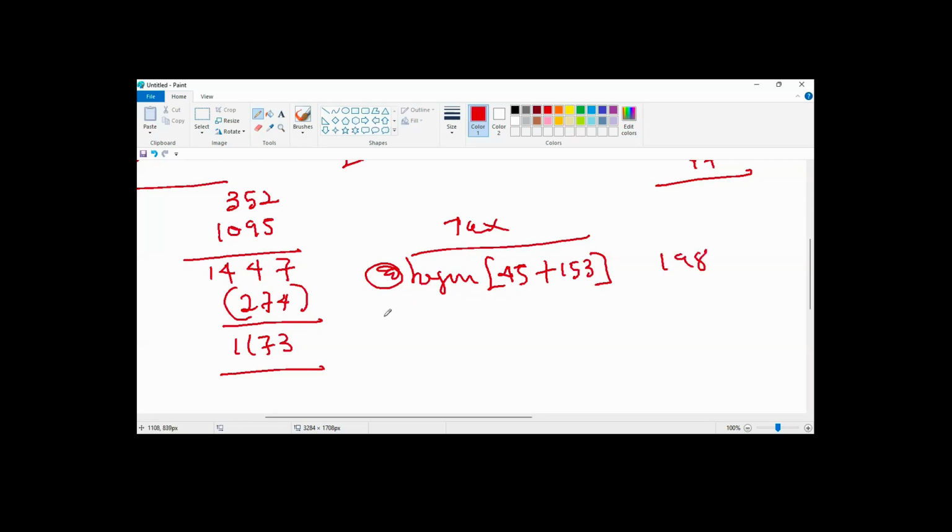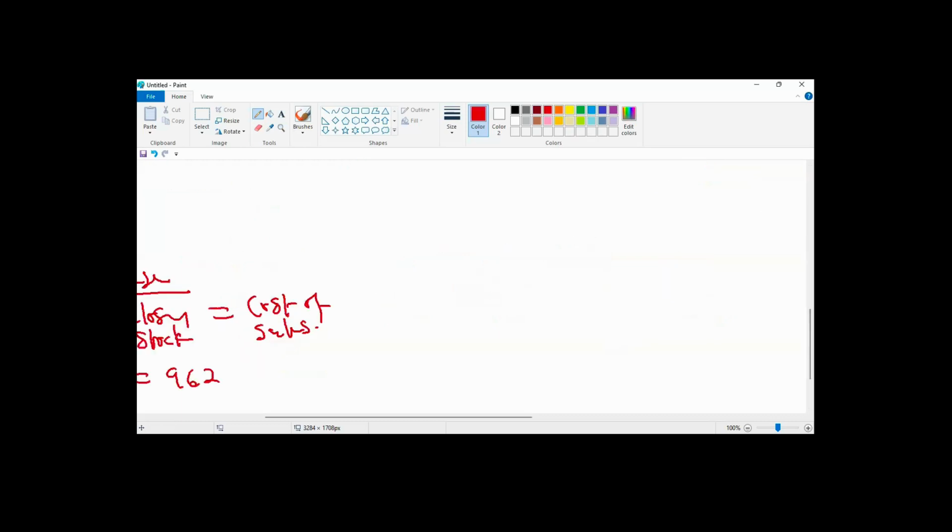I'll go to the profit or loss. That's in the P&L, 162. This will give me the total tax owing: 360.